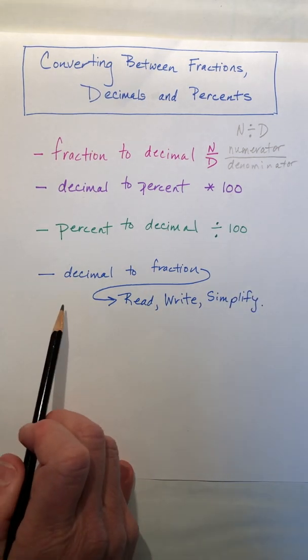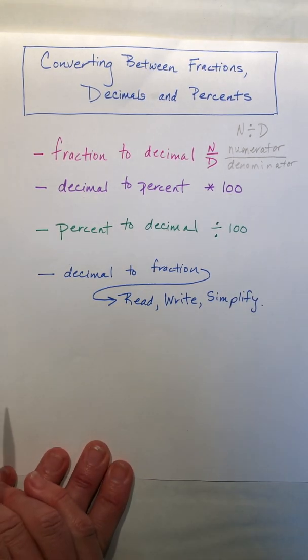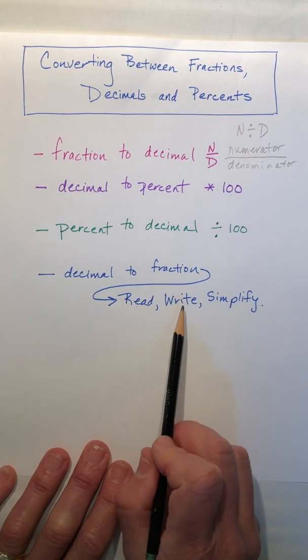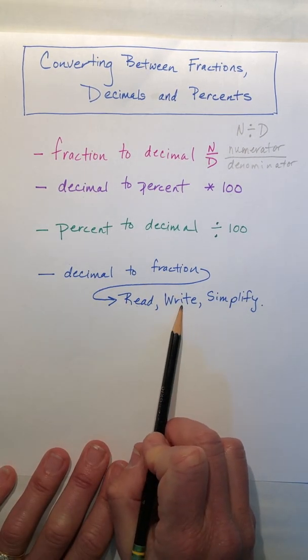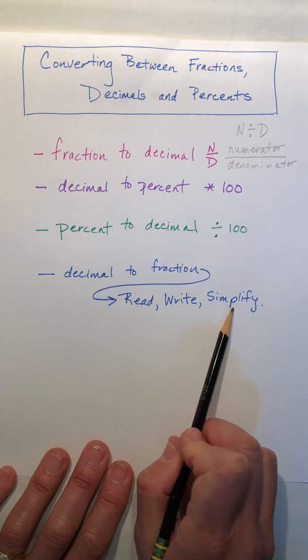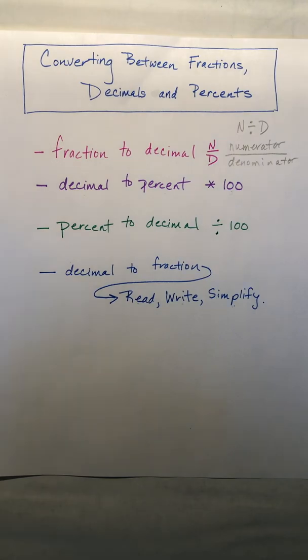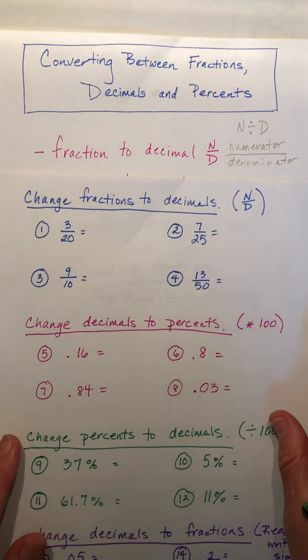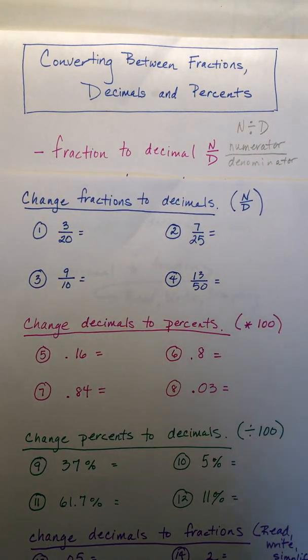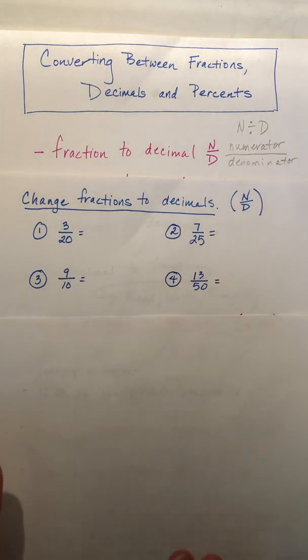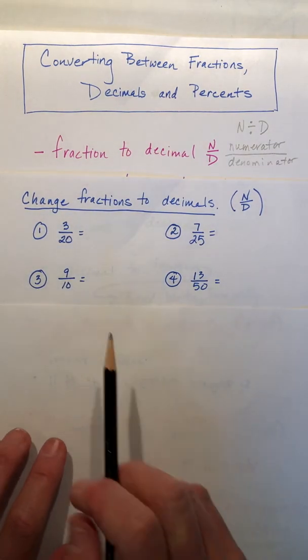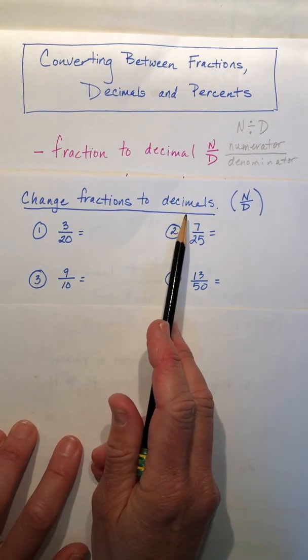Now, this is probably the hardest one. To change a decimal to a fraction, you need to read it aloud, then you write what you heard yourself say, and then you simplify. I'll explain more about that in a minute. So let's start with the first rule. Let me cover up this extra stuff I have. There we go. So on numbers 1 through 4, let's look at the directions.